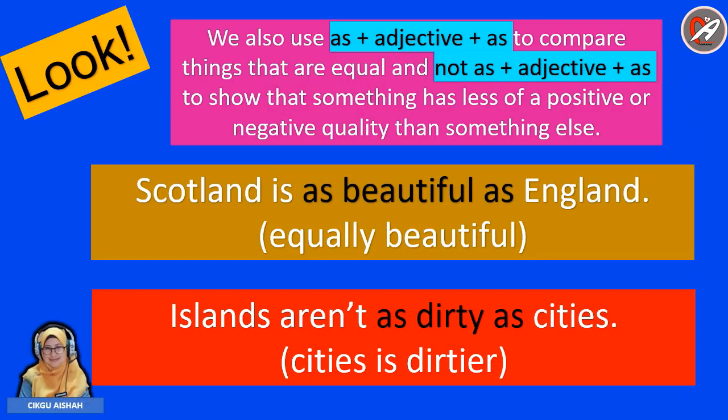We also use as plus adjective plus as to compare things that are equal. For example, Scotland is as beautiful as England. This means that Scotland and England are equally beautiful. Or we can use not as plus adjective plus as to show that something has less of a positive or negative quality than something else. Islands aren't as dirty as cities, means that cities are dirtier than islands.